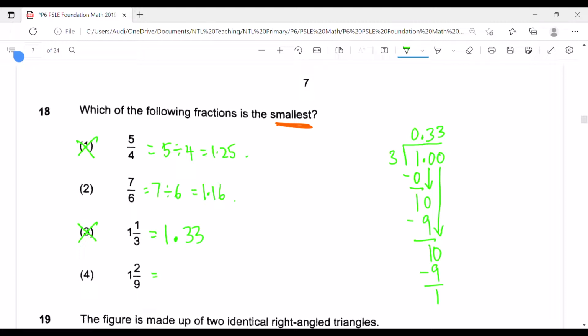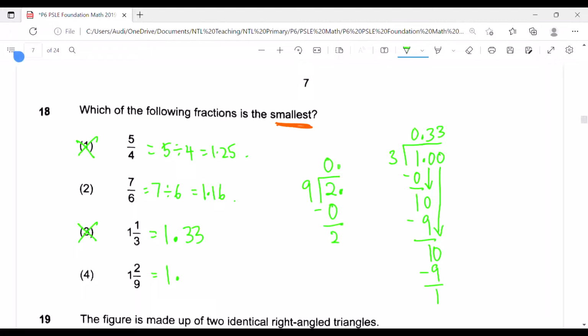Number 4 is 1 whole 2 over 9. Remember, 1 whole means 1 point. 2 over 9 means 2 divided by 9. So 2 divided by 9, you write it this way. 2 divided by 9. So you put 0 first, right? 0 times 9 gives you 0. Then you can minus off.